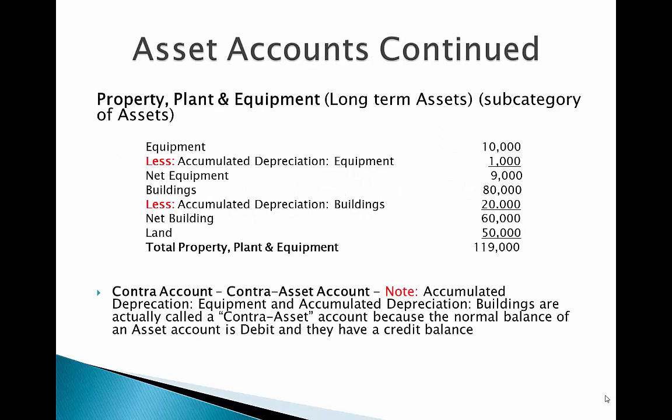There's property, plant, and equipment. You have equipment less its accumulated depreciation, giving you net equipment. Buildings less accumulated depreciation buildings, giving you a net building. Land, which does not depreciate, and then providing you total property, plant, and equipment. There are contra asset accounts. The accumulated depreciation equipment and accumulated depreciation buildings are actually called contra asset accounts because the normal balance of an asset account is debit, and they always have a credit balance.